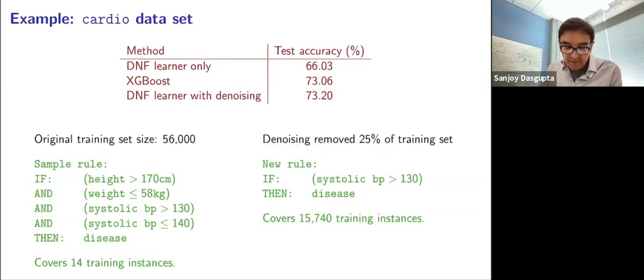The denoising removes 25% of the data, so it really throws out a lot of the data. And now this rule goes away. And instead, you get a much more general rule, which just uses, in fact, one of these features and covers over 15,000 of the training points. So a lot of the initial rules were overly complicated just to address the noise in the data.